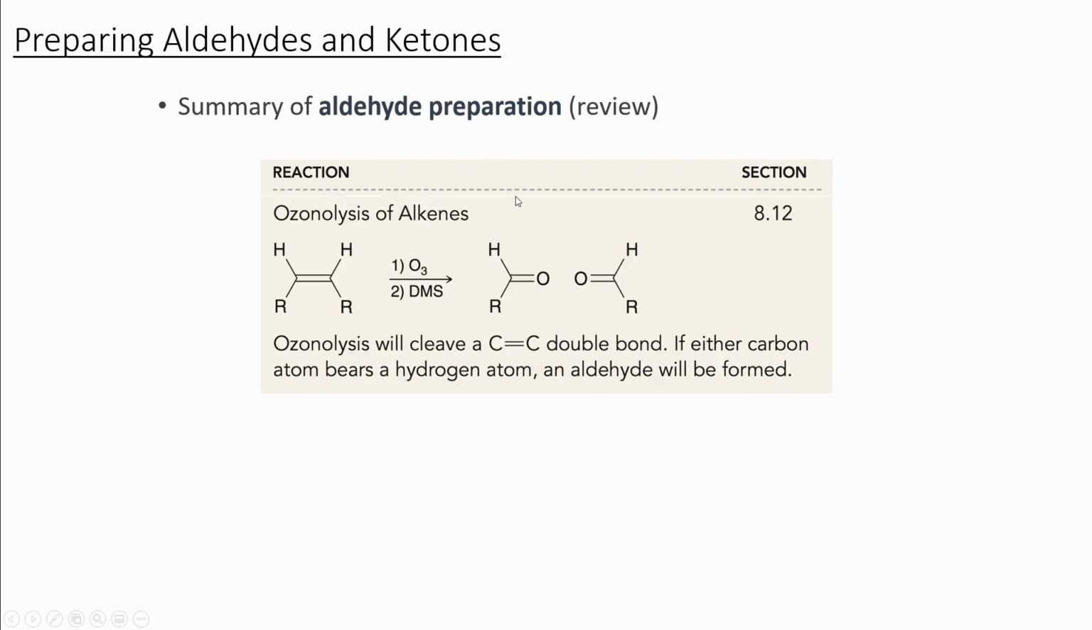We can also synthesize an aldehyde from an ozonolysis reaction. If we have a disubstituted alkene with R groups on either side, then ozonolysis will yield two aldehydes.